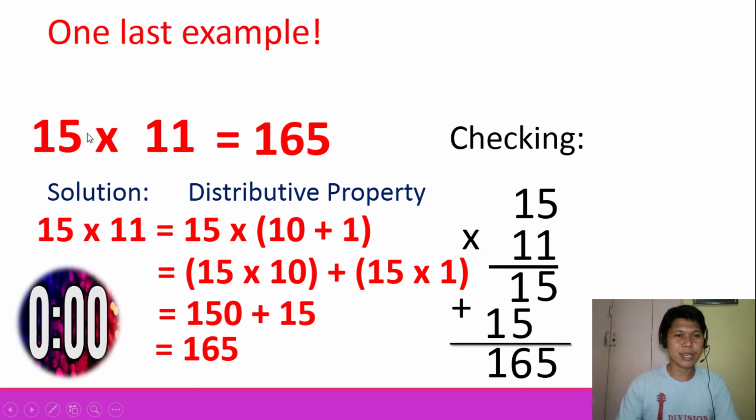Or you can do this one. 15 times 10 is 150, and 15 times 1 is 15. So 150 plus 15 is 165. So whichever you think is easier, faster, or simpler for you, you can choose which way or technique you are going to use.